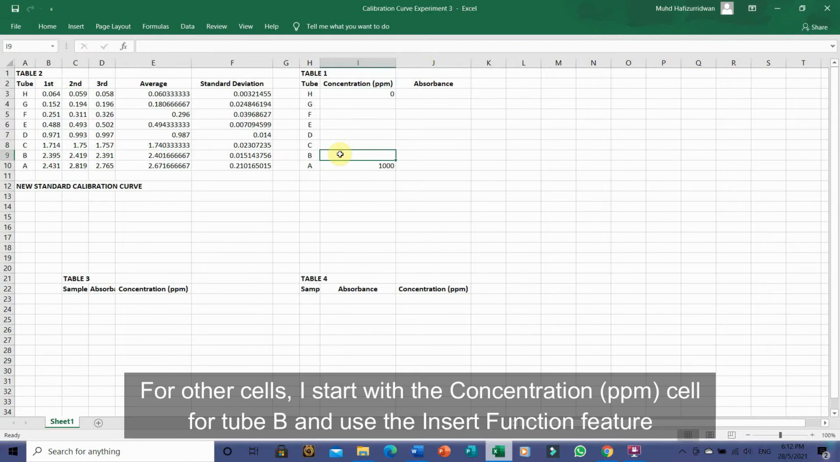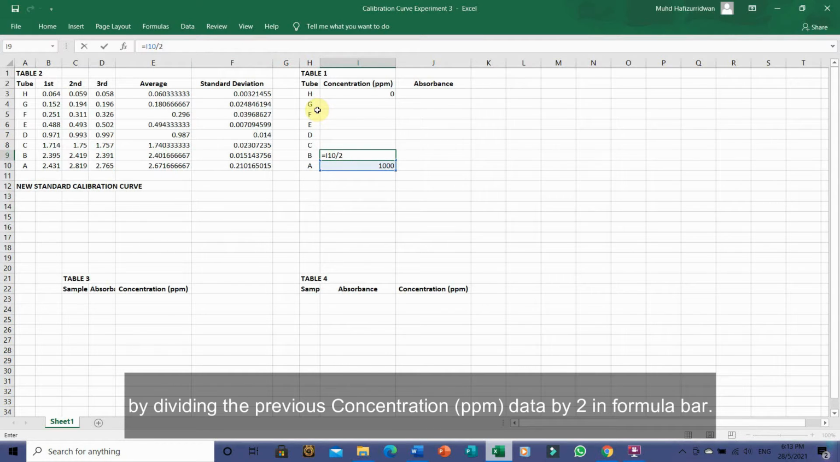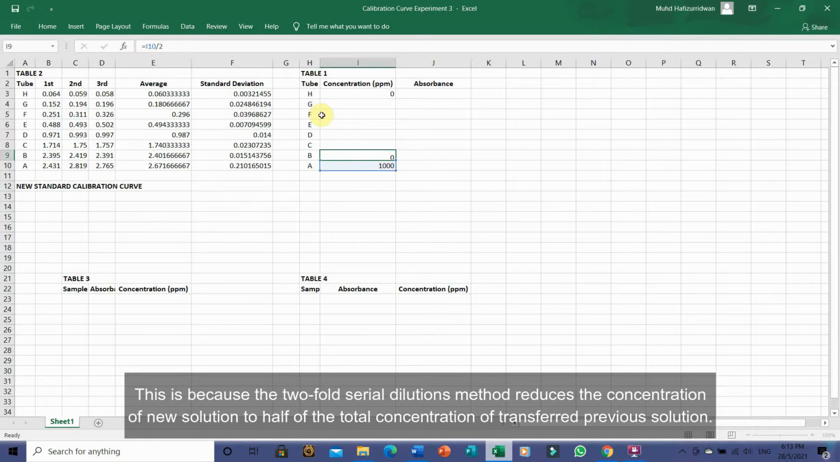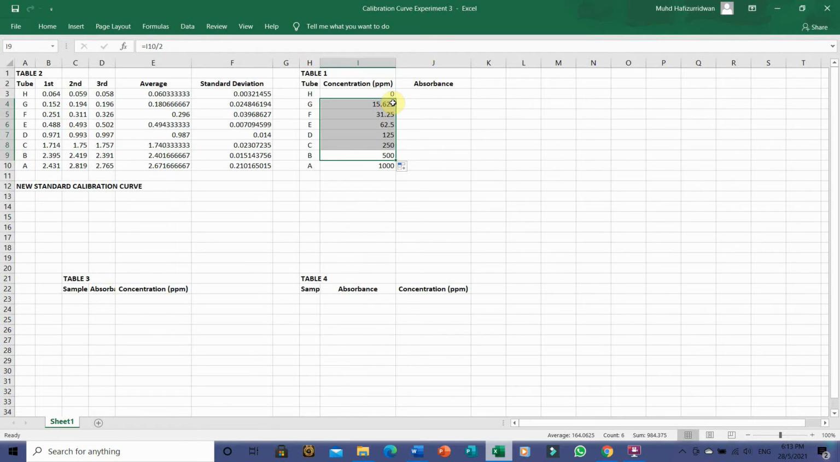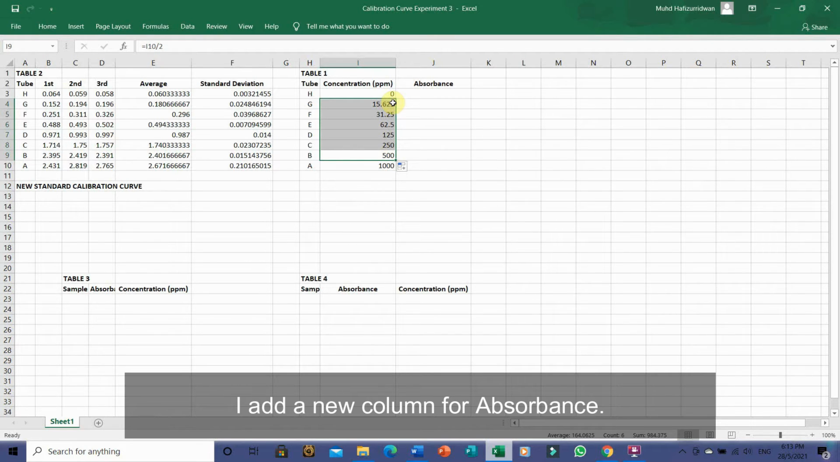For the other cells, I start with the concentration cell for tube B and use the insert function feature by dividing the previous concentration data by 2 in the formula bar. This is because the two-fold serial dilution method reduces the concentration of the new solution to half of the concentration of the transferred previous solution. Then, I use the autofill feature to fill the other cells by dragging the plus sign over the remaining concentration cells.